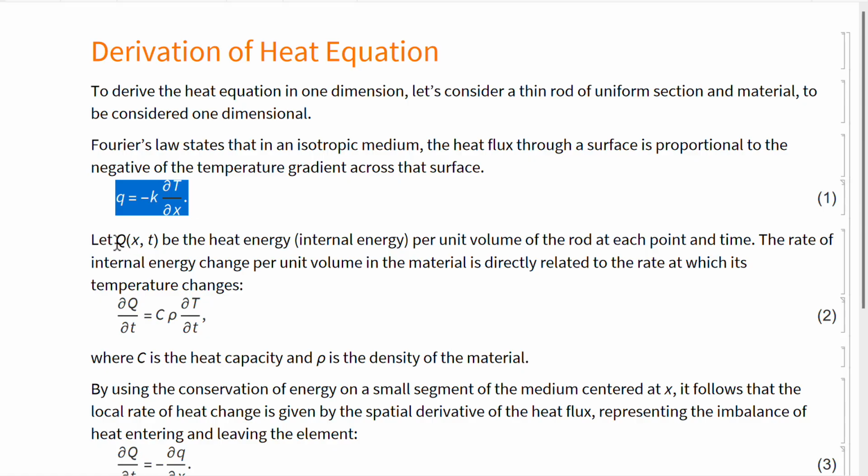Let capital Q of x, t be the heat energy or internal energy per unit volume of the rod at each point and time. The rate of internal energy change per unit volume in the material is directly related to the rate at which its temperature changes. So we can write dQ over dt is equal to C rho dT over dt, where C is the heat capacity and rho is the density of the material.